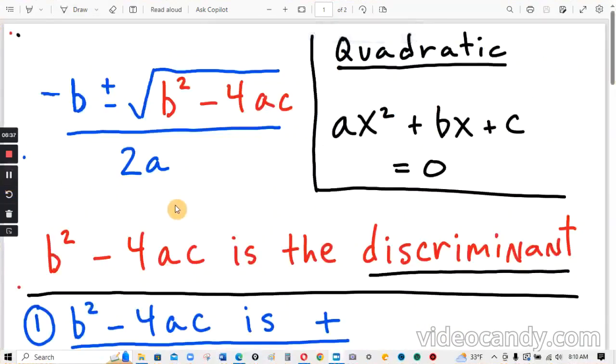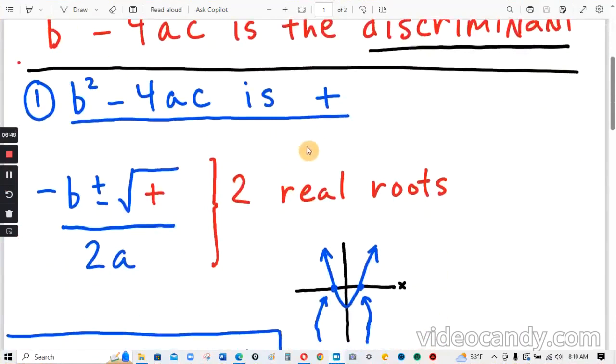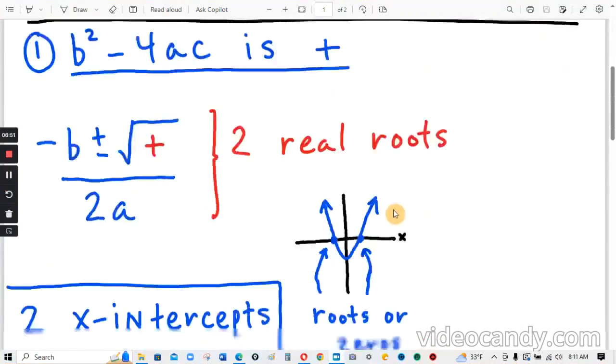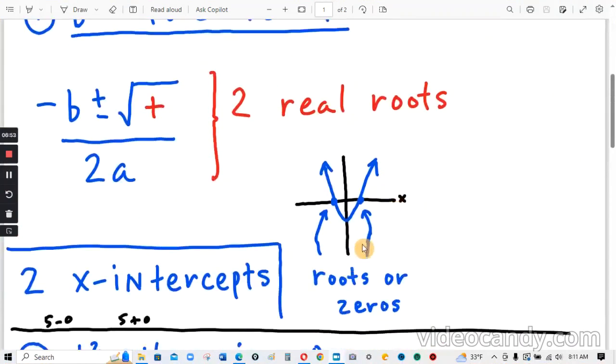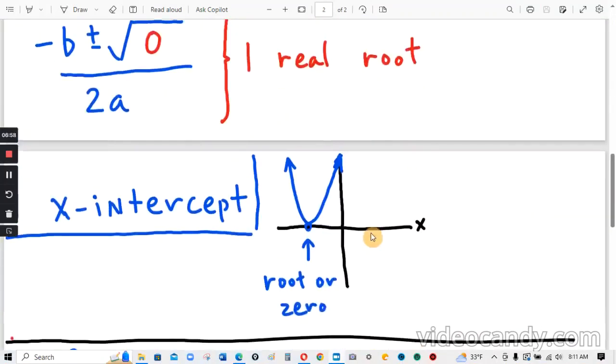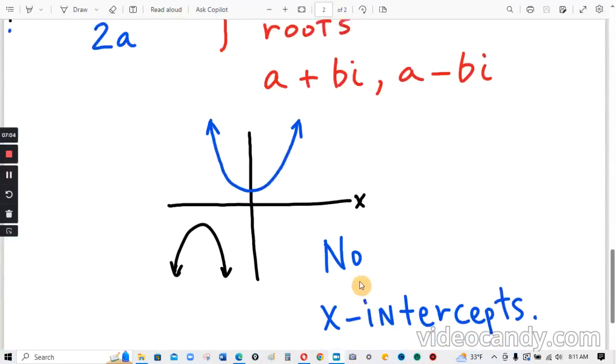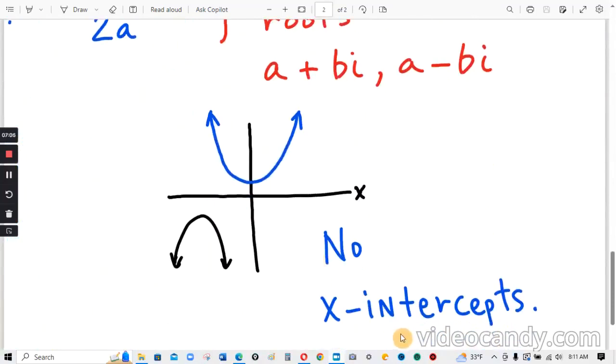So just a quick review of the notes. When you have the quadratic formula, the part under the square root determines the number and type of solutions. This part is called the discriminant. Okay, so when it's positive, you have two real roots and two x-intercepts. When it's zero, you have one real root and one x-intercept. And when it's negative, you have two imaginary roots and no x-intercepts.